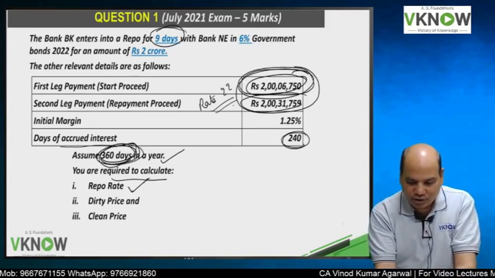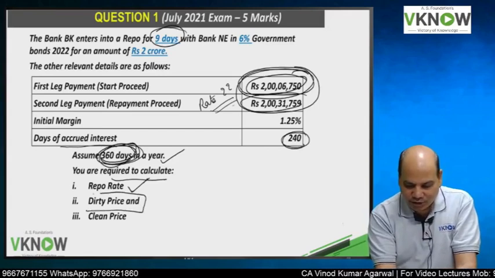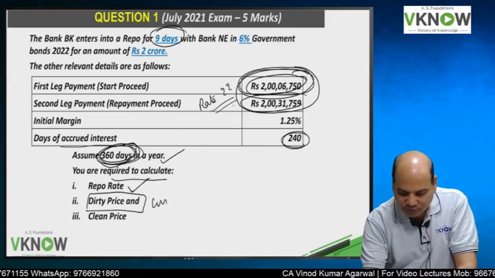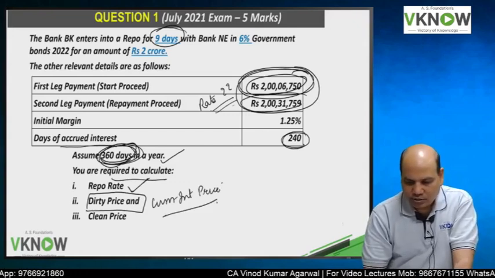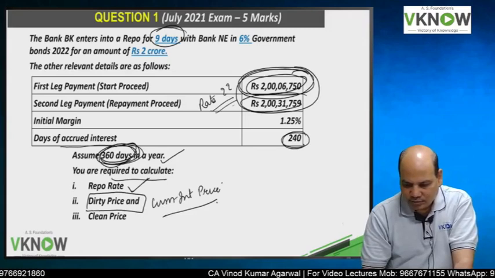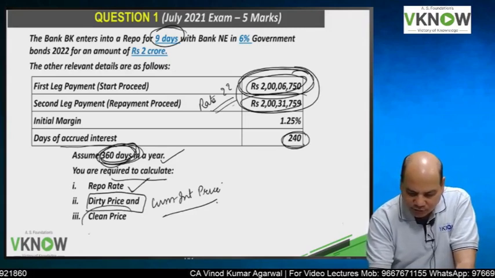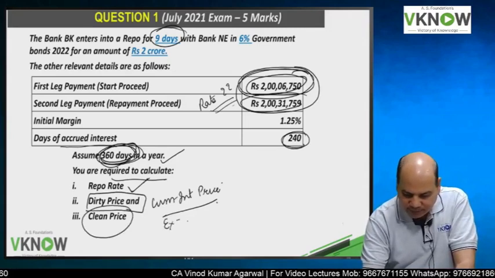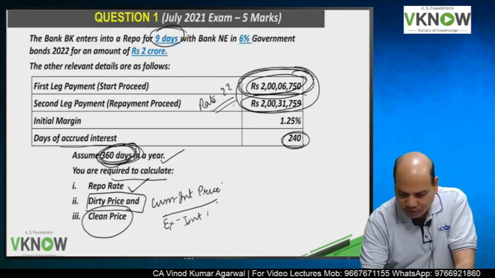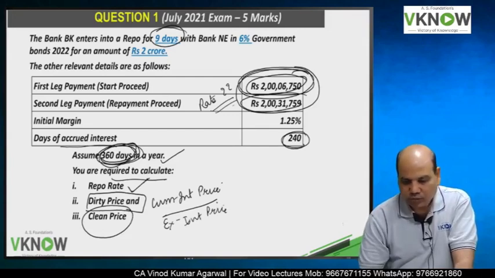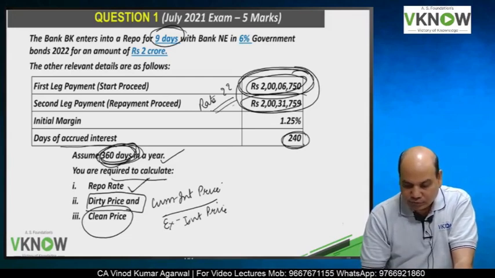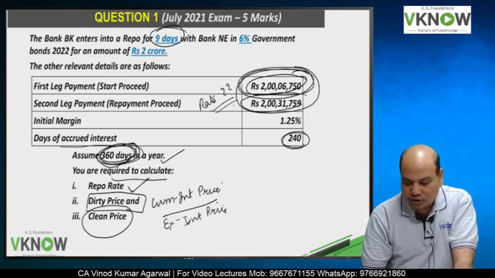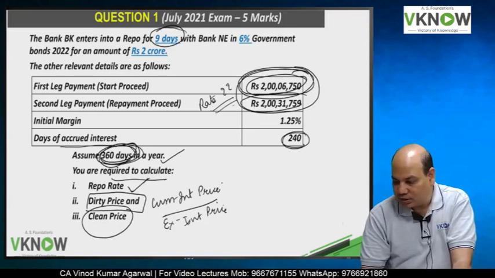Next is, what is the dirty price? Dirty price means cum-interest price. And what is the clean price? Clean price means ex-interest price. So we will have to do some calculation and find out the cum-interest and ex-interest price.